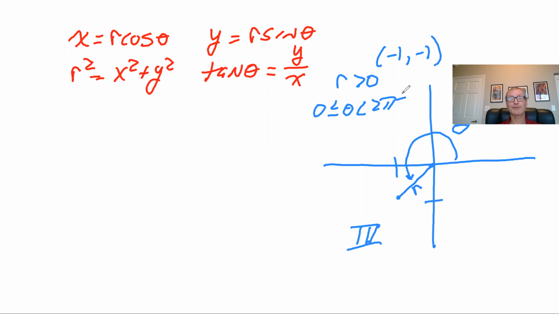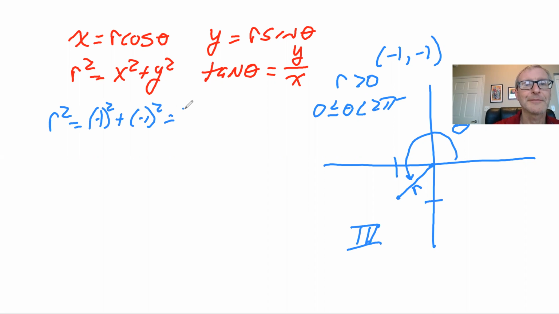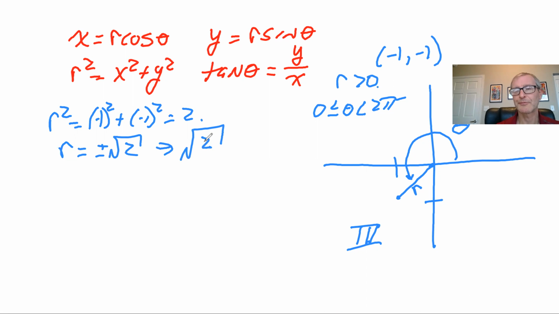Well, we know what x and y are, so we could start with r squared. r squared would be (-1) squared plus (-1) squared, and you can see that would give you 2. And so r would be plus or minus the square root of 2. But since we're making the conversion that r is always positive, we'll use square root of 2 for r. So this length right here is square root of 2.